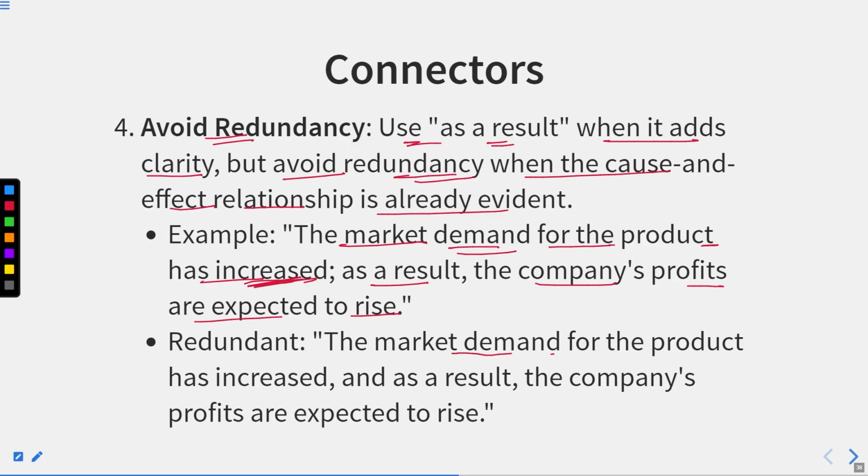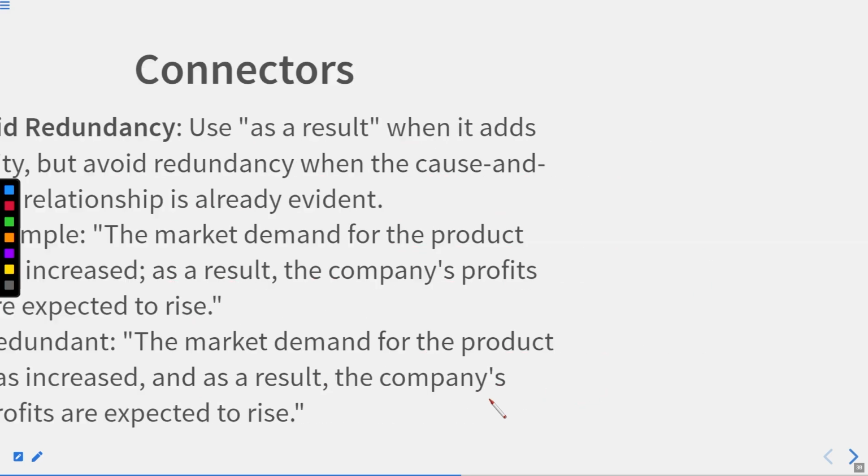But if I say the market demand for the product has increased, and as a result, I'm writing "and as a result." It means I'm saying that both the conjunctions I have used together, "and" and "as a result." This is the thing that we are really expecting, whereas here just the expectation is there. But here, redundancy is given because we have used two conjunctions together. So this is wrong. We should not use two conjunctions together.